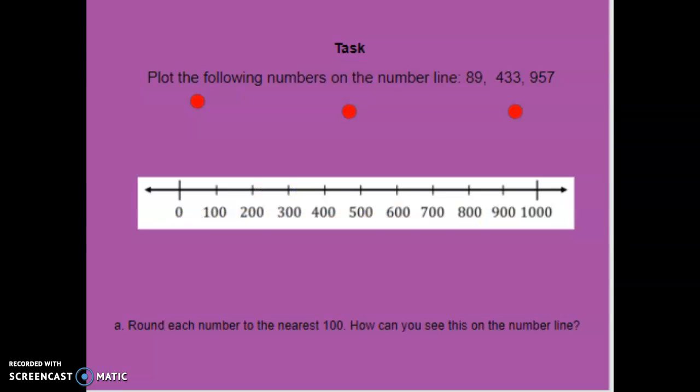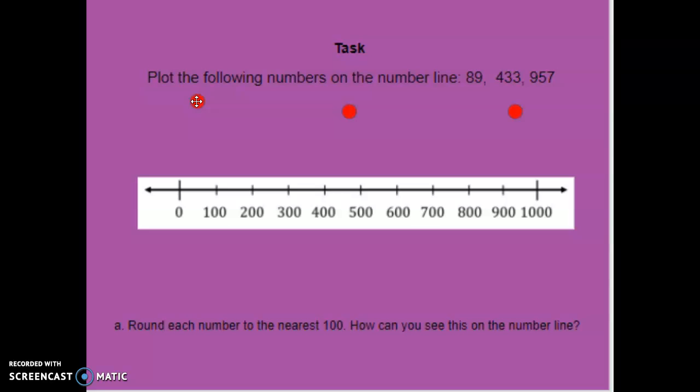So the first task that we're going to have is we're going to be rounding each number to the nearest 100, and we're going to determine how we can see this on the number line. Now, today you're actually going to be putting them on the number line. So we've got to decide where these numbers would fall on the number line to place these dots. So the first one is 89.